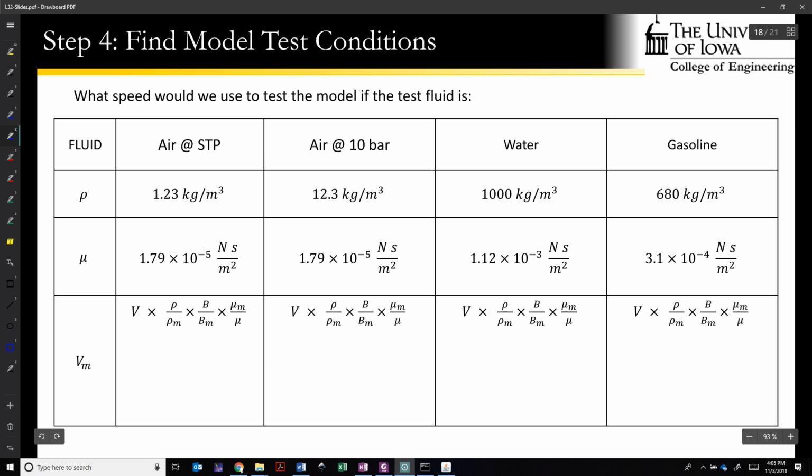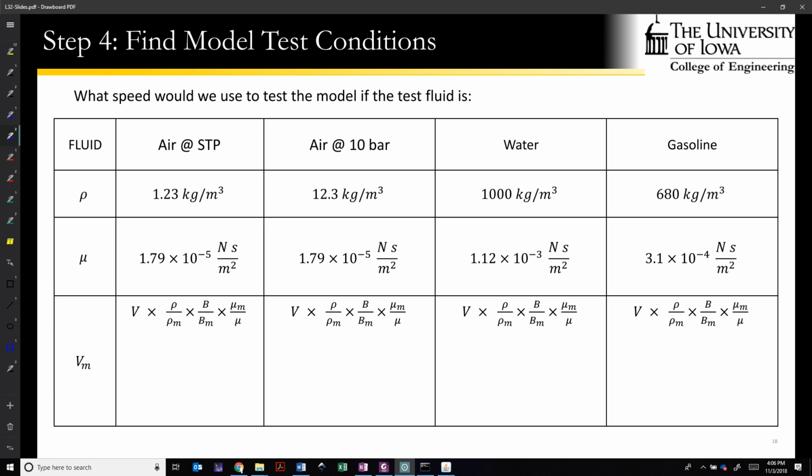So let's consider three fluids. So we've got this facility. It's a recirculating channel, sort of like a wind tunnel, but we can put whatever we want in it, and we can pressurize the thing if we want. So let's consider air first. Regular old air at atmospheric pressure, or standard temperature and pressure. We've got normal density, normal viscosity. In other words, this is the same fluid that we see at prototype scale.